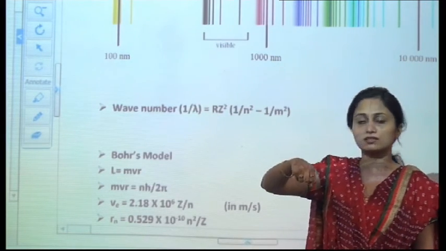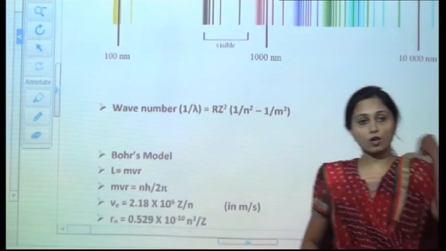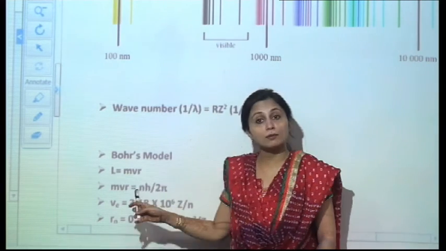You have the nucleus in the middle and you have fixed orbits. How will you actually talk about the concept of fixed orbit? That is talked about when we talk about the angular momentum of the electron.